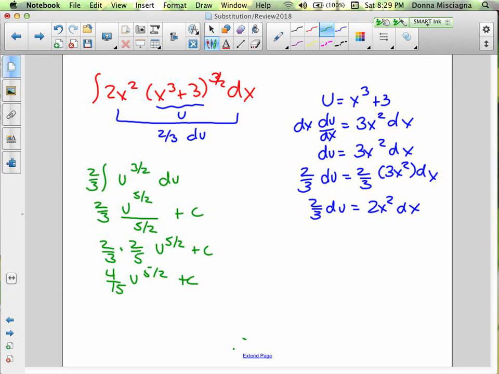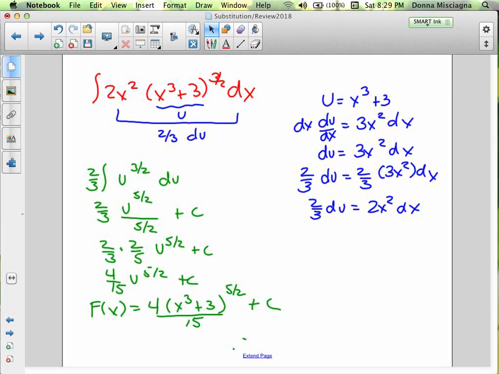And now all we got to do is substitute the u back. Substitute the x cubed plus 3 for the u. So f of x equals 4 times x cubed plus 3 to the 5/2 power, all divided by 15, and don't forget the c. And we're done with this one. Another one done.